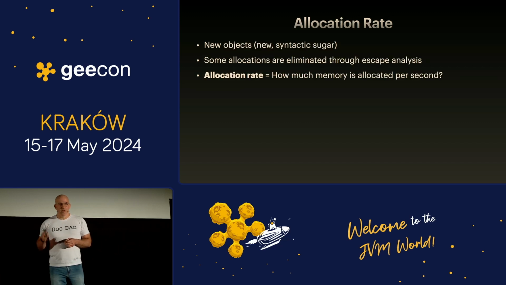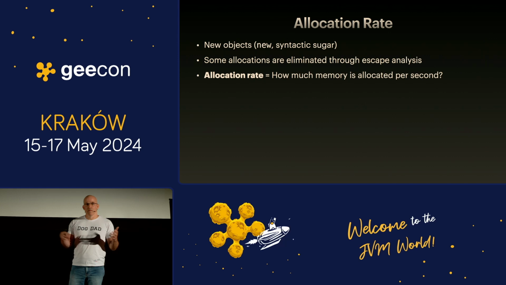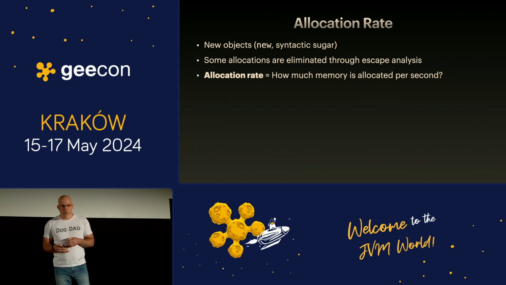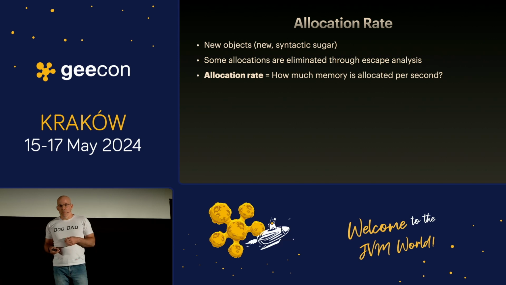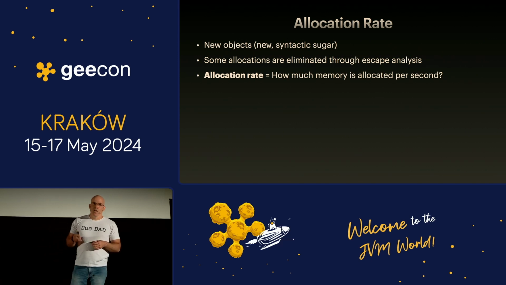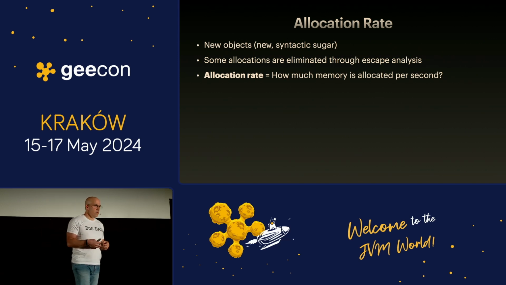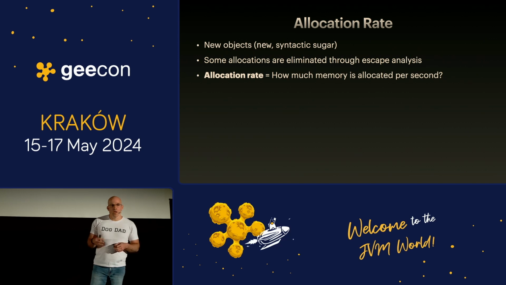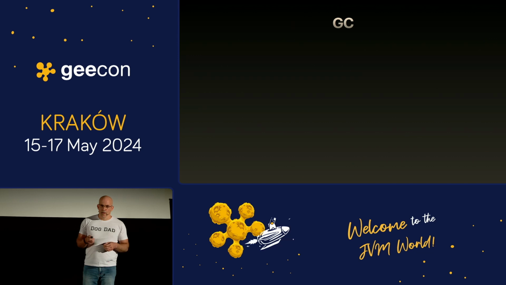So allocation rate, important metric for any GC. The allocation rate is how much do we allocate at a given interval, usually per second. So 100 megabytes, 500 megabytes, gigabytes per second, depending on your application. Not only new allocates, also when you use certain syntactic sugars like lambdas, like for loops, you allocate new and exciting objects. Sometimes they get eliminated by the JVM, most of the time they're not.